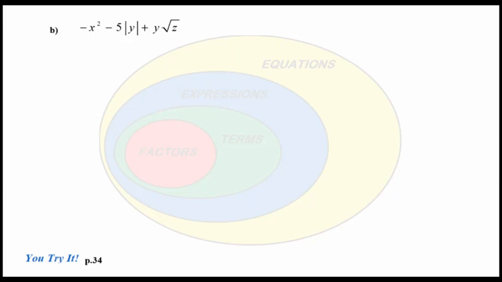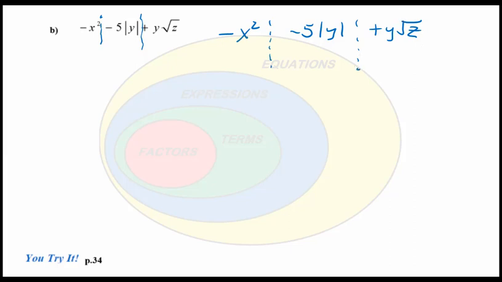As I go through this, the first term, and again I'm just going to rewrite these a little bigger. I have one term here and another term here. So I'm just going to rewrite this. I have a negative x squared term. And then I have a negative 5 absolute value of y term. And then I have a plus y square root of z term. So those are the terms.